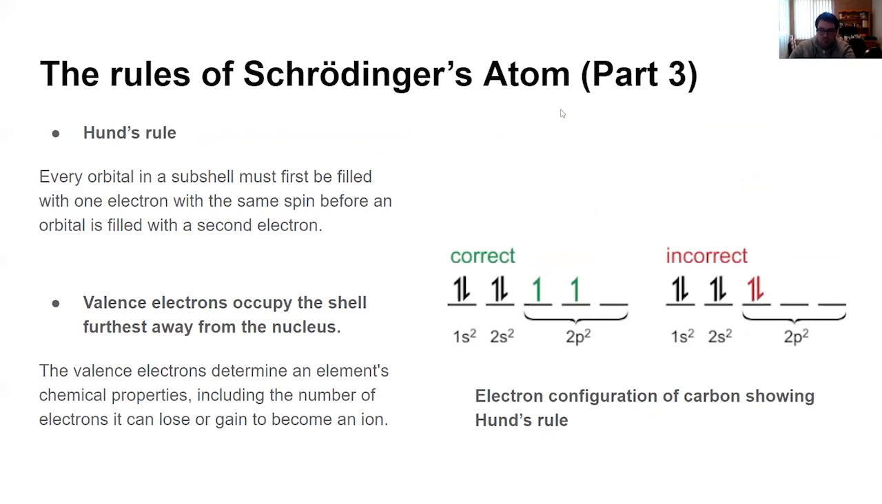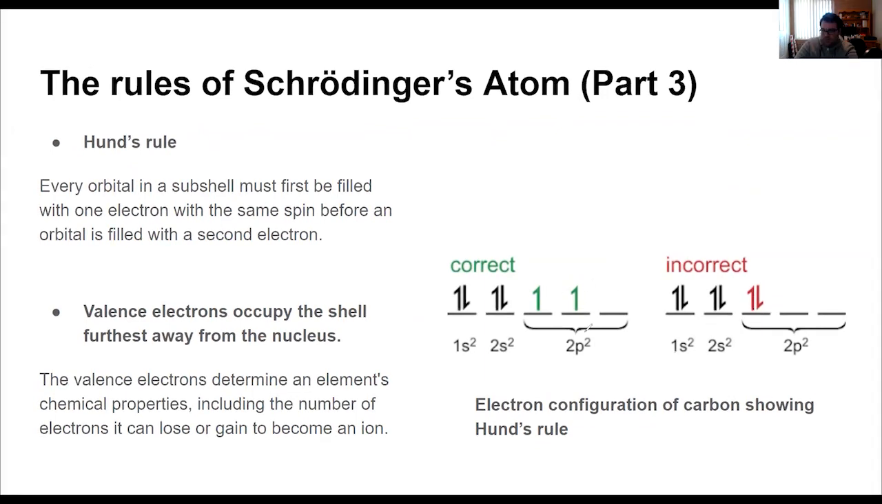Now, the next rule, and it's the last rule, and then we're going to be going into practice for how to use this model, is called Hund's rule. What Hund's rule says is that each orbital within a subshell must have one electron in it first before a second electron can go into a subshell.